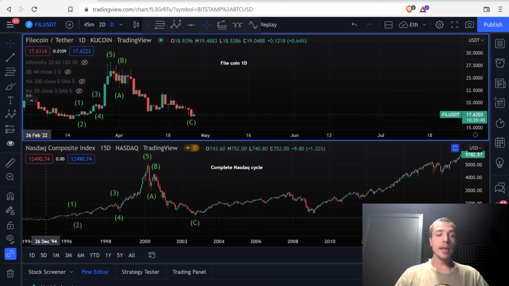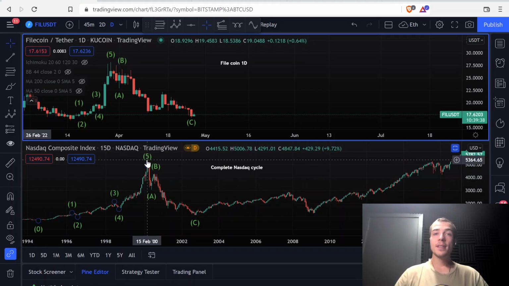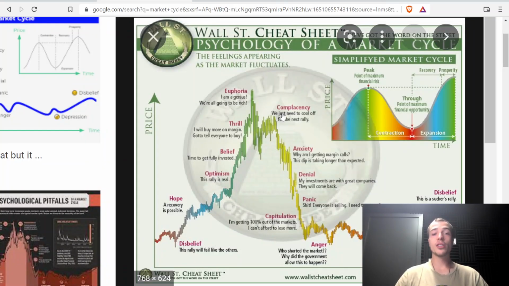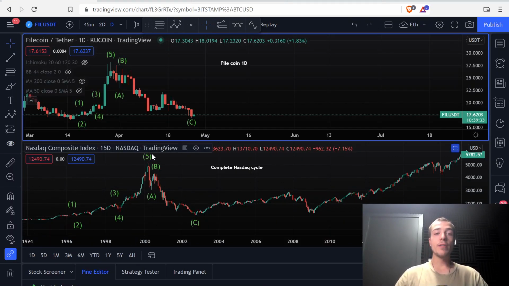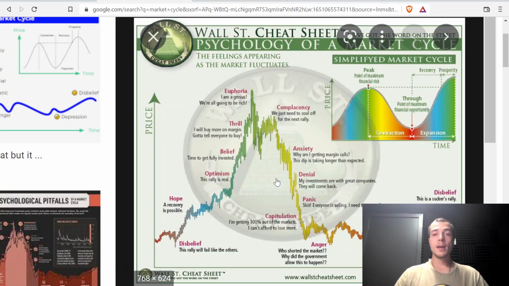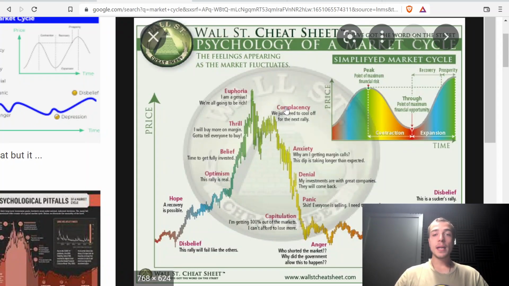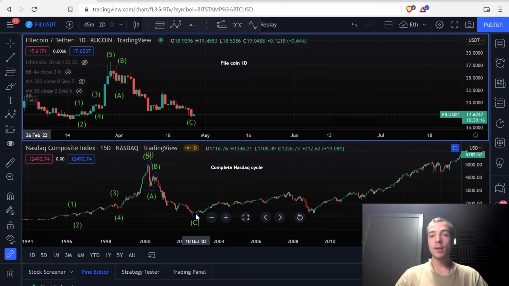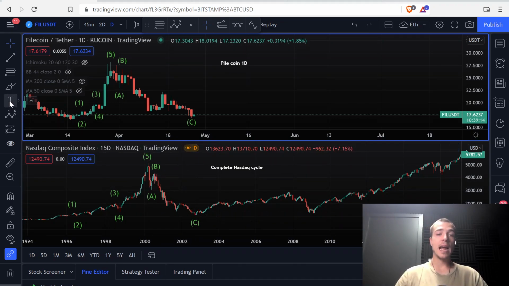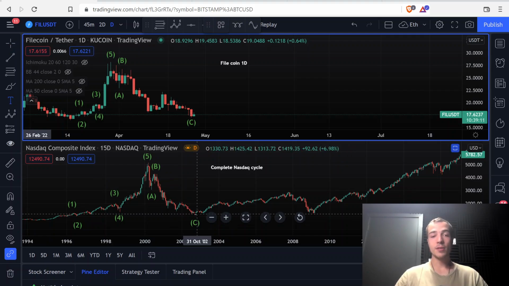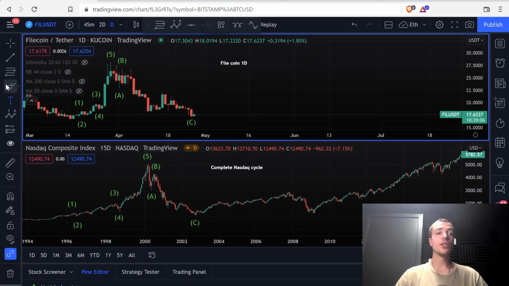So you can see that we get 5 waves up. As I said, I use Elliott wave in conjunction with these cycles. So you get 5 waves up, the 5th wave being euphoria. And then you get an ABC, the B wave being complacency, the A wave being the move that leads to complacency, and then of course the C wave being depression, right? So that would be right here on the NASDAQ. That was in 2003, basically 2002, that the NASDAQ was in total and complete depression.